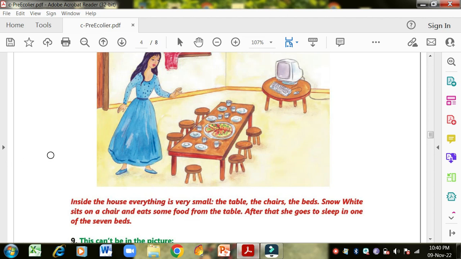Now where is she? She is inside the cottage that we have seen and now she is inside, with the table, the chairs, the bed. Snow White sits on a chair and eats some food from the table. After that she goes to sleep in one of the 7 beds. Now see how many stools are there. There are 7 stools and all the stools are very small and there's a small bed, small table, everything is very small. And she was hungry, so she has eaten the pizza and then she went to sleep.